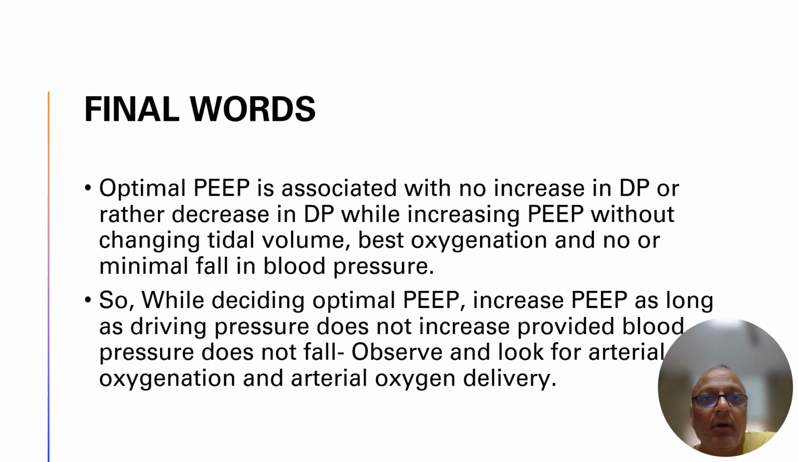So to summarize, what is optimal PEEP and how do we set it? In conclusion, the optimal PEEP is associated with no increase in driving pressure, or rather a decrease in the driving pressure, while increasing the PEEP without changing tidal volume, and it achieves the best oxygenation with no or minimal fall in blood pressure. So while deciding optimal PEEP, increase PEEP as long as driving pressure does not increase, provided blood pressure does not fall. Observe the patient and look for arterial oxygenation and arterial oxygen delivery.